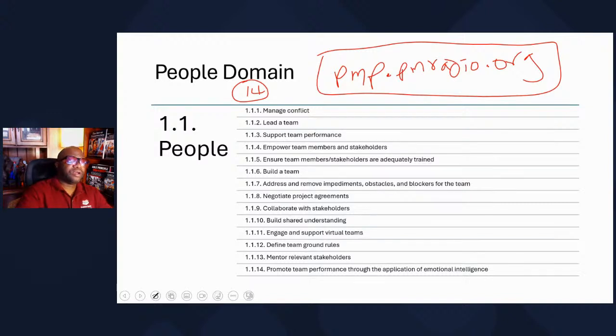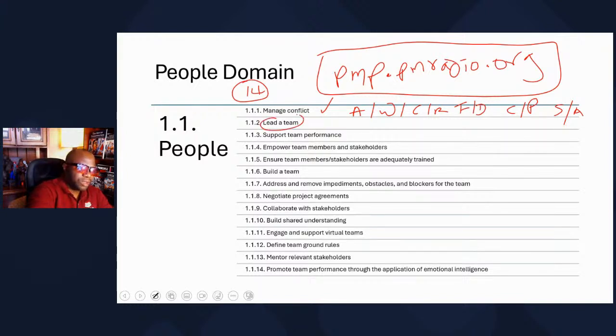Okay? When it comes to managing conflict, you've got to understand avoid or withdraw, compromise or reconcile, force or direct, collaborate or problem solve, smooth or accommodate. You've got to understand those. You've got to understand the context for managing conflict. You are not to resolve the conflict for people; they are meant to do it themselves.